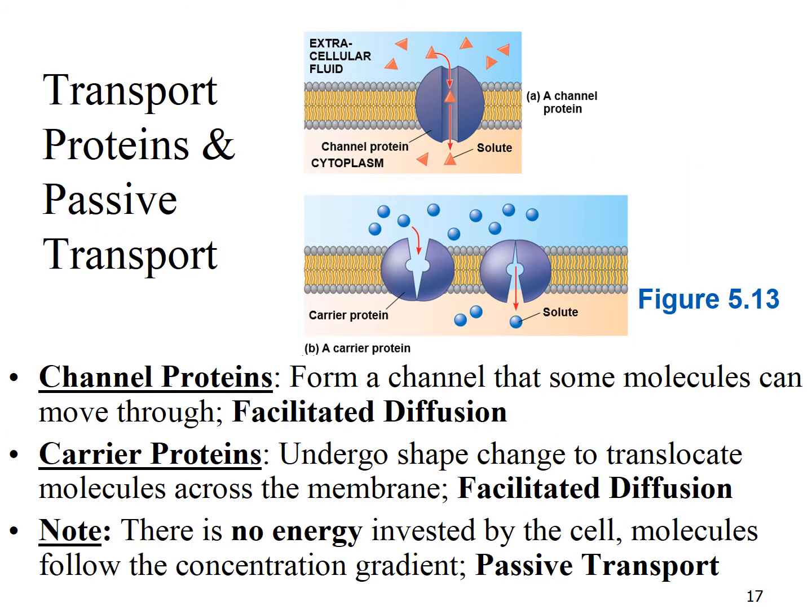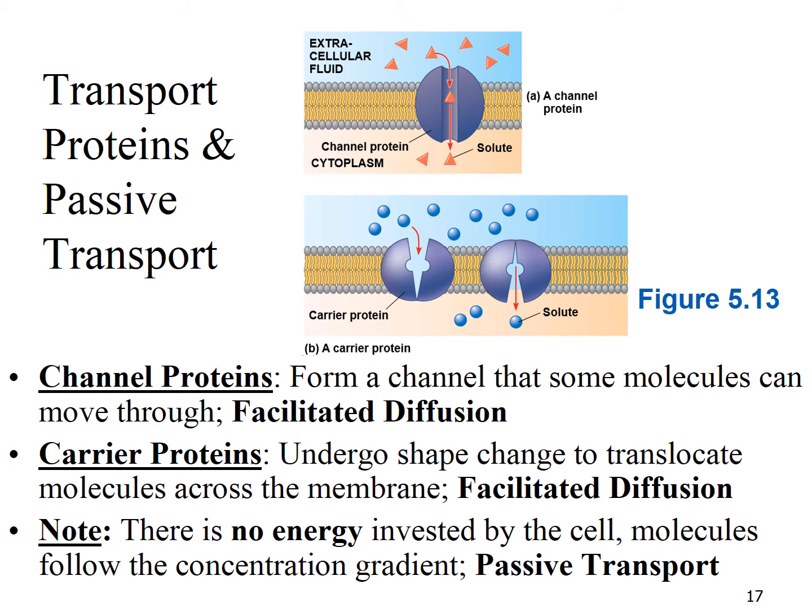So this is what we've been talking about in the earlier slide. Channel proteins form a channel or a conduit that allows molecules to move across the membrane, and this is called facilitated diffusion. Examples of molecules that move this way would be water and glucose. Water moves through a specific type of channel globular protein called an aquaporin, and the movement of water from a higher concentration to a lower concentration, seeking equilibrium, is a specific type of diffusion called osmosis.